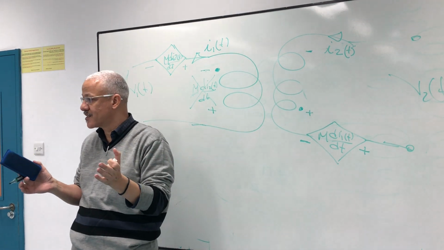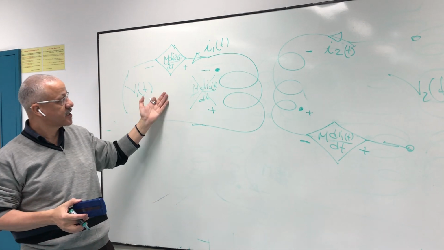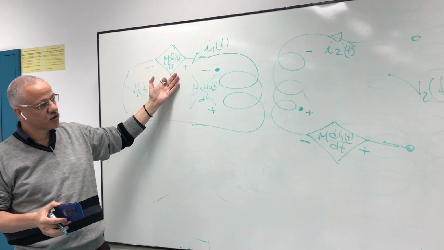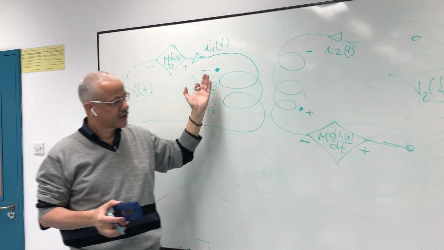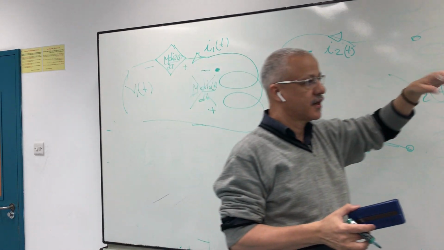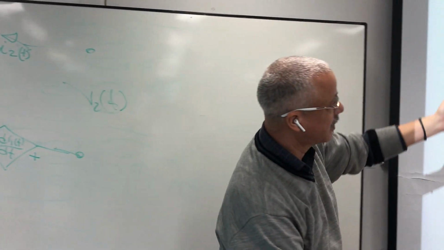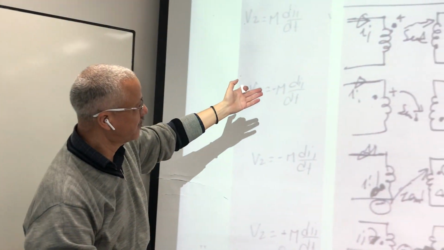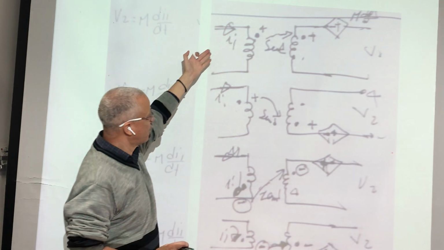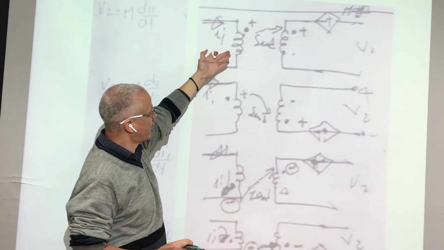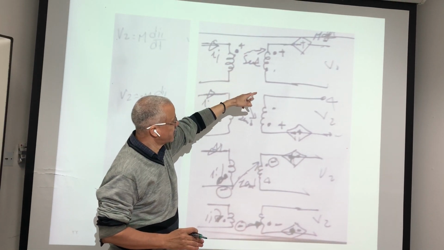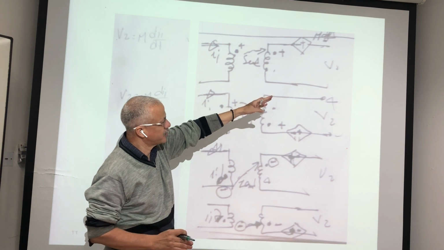So we have two ways: replace it by a dependent voltage source, or put it as M dI1 by dt. Let's go to this one. It's very simple. If we put this, we apply the enter-the-point rule: the other side is positive, negative, negative, positive, and M di. So very easy.